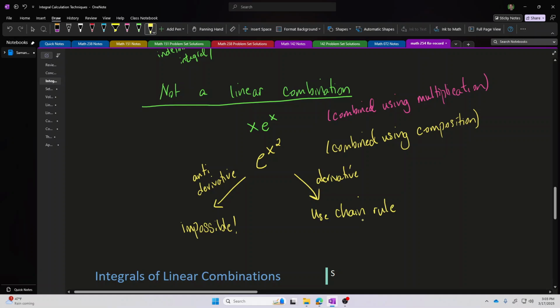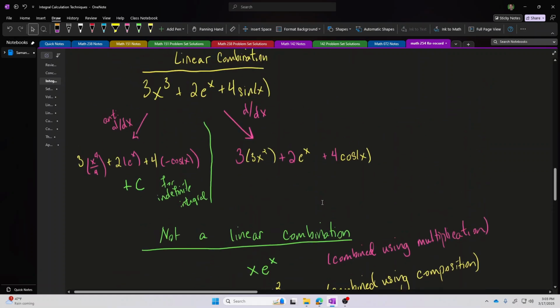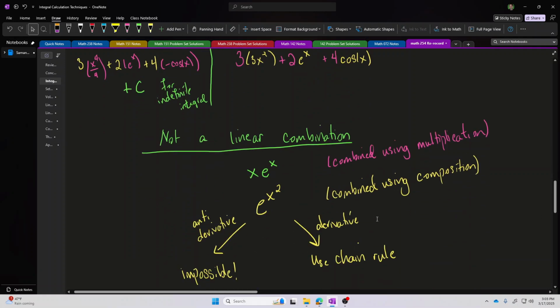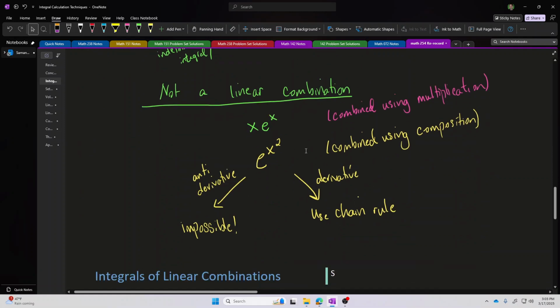So that's why linear combinations are so important. A linear combination of functions, specifically a linear combination of toolkit functions, has a derivative and an antiderivative that are both extremely simple to find using just the sum rule, the difference rule, and the constant multiple rule. But when you get into the territory of dealing with products or division or composition, that's when derivatives and integrals tend to be much more difficult to find or even sometimes impossible to find.